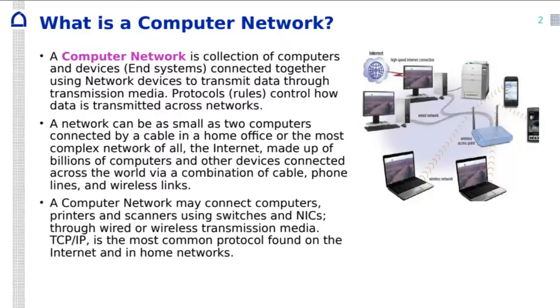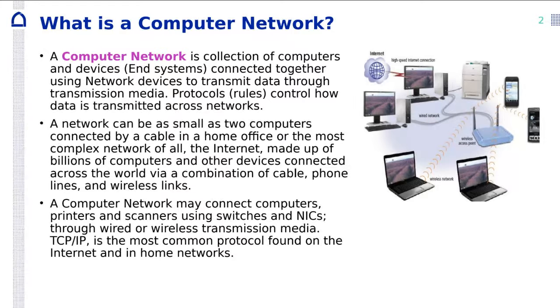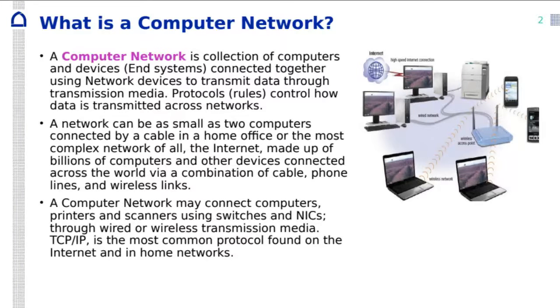Okay, the network can be a small network or a bigger network. Remember, we said we have LAN, WAN, MAN, PAN, personal area network. They can be connected through cable, phone lines, or wireless links. A computer network may connect computers, printers, and scanners using switches and NICs. What is a NIC? Network Interface Card. Okay, through wired and wireless transmission media.